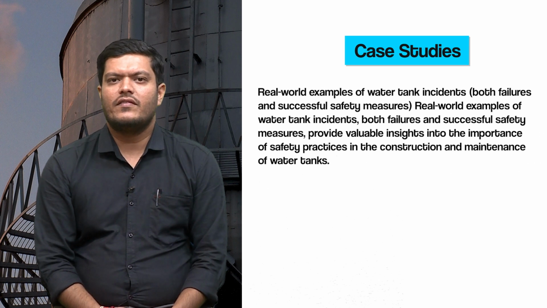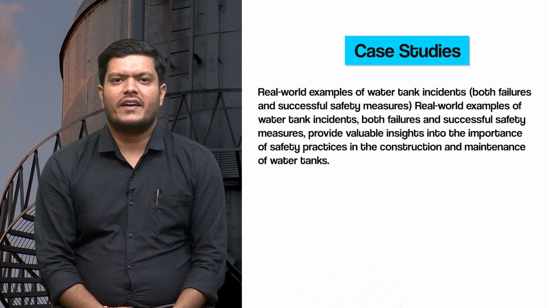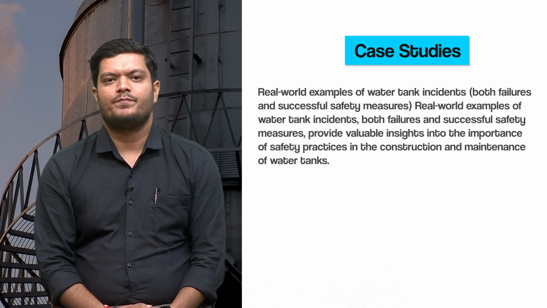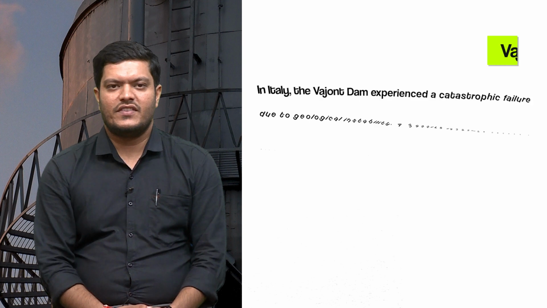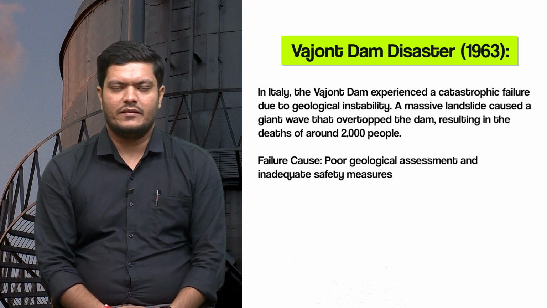Number 1. Real world examples of water tank incidents, both failure and successful safety measures, provide valuable insight into the importance of safety practices in construction and maintenance of water tanks. Here are some examples. First example is the Vajont Dam disaster, which happened in 1963 in Italy.